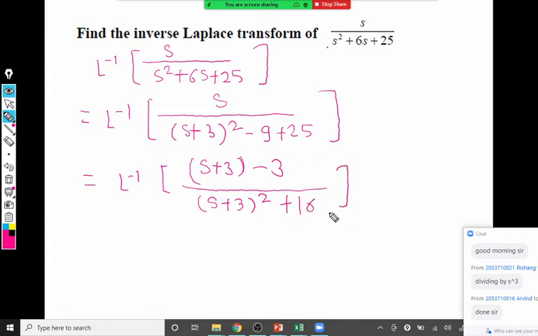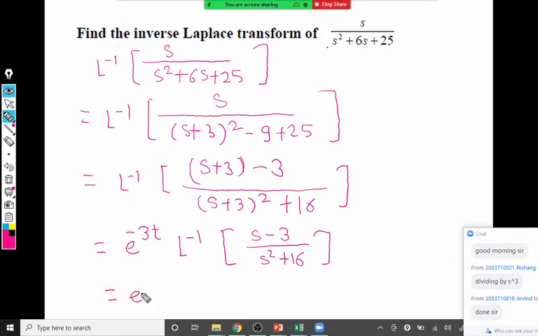And now, by first shifting, what should be outside the L inverse operator? e to power minus 3t. Very good, correct. e raised to minus 3t will come out, and we are left with L inverse of s minus 3 upon s square plus 16. You will observe every s plus 3 is replaced by s. Because of the first shifting property, e raised to minus 3t comes out, and every s plus a is replaced by s only.